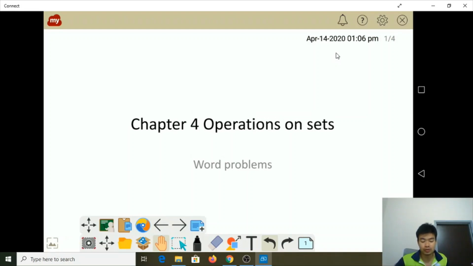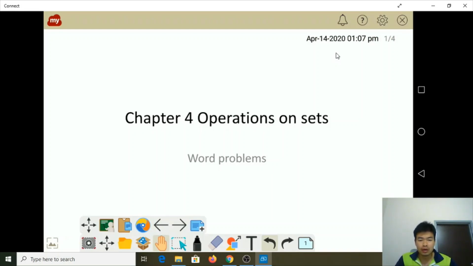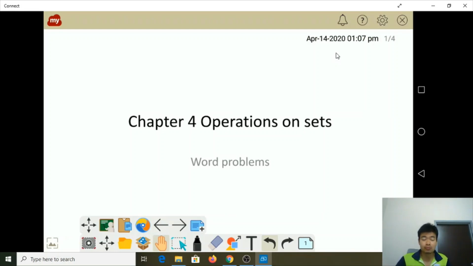This is the word problem in this chapter. There are very popular questions that will come up in the exam, so please pay attention. Anything that you are not sure of or don't understand, please don't hesitate to give feedback to me in the Google Classroom and ask me. If I cannot explain in the Google Classroom using words, I'm going to make a video like this. So let's go.